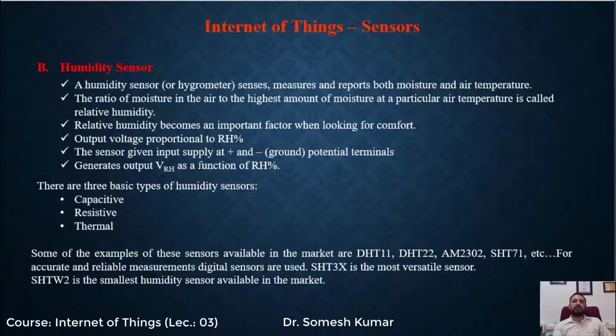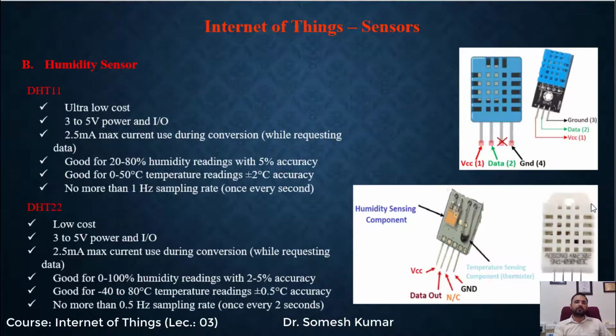Fine. So here are some examples of these sensors. These examples are DHT11, DHT22, AM2302, SHT71, etc. Fine. And actually the SHT3X is the most versatile sensor, and SHTW2 is the smallest humidity sensor available in the market. So now we will discuss the characteristics, or some features, of two sensors, DHT11 and DHT22.